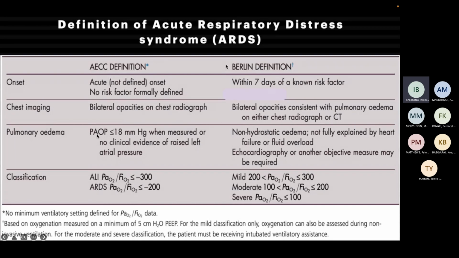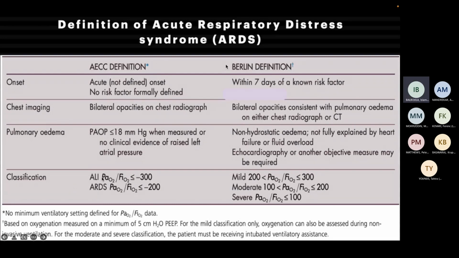Both definitions ruled out a cardiac cause of the problem, but in different ways. In the old definition, we have to measure the pulmonary artery wedge pressure to be below 18, which is actually not that practical, as it's not usual to insert a Swan-Ganz catheter in every ARDS patient. Now it's more simple, more realistic. We can just do an echo and exclude left ventricular problem. The last point is the classification.